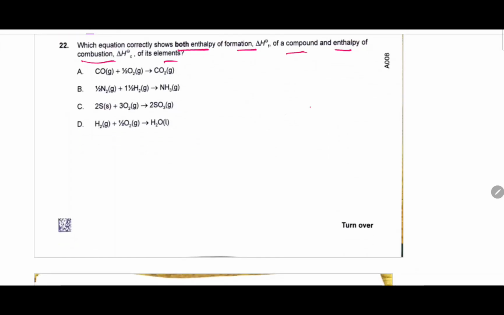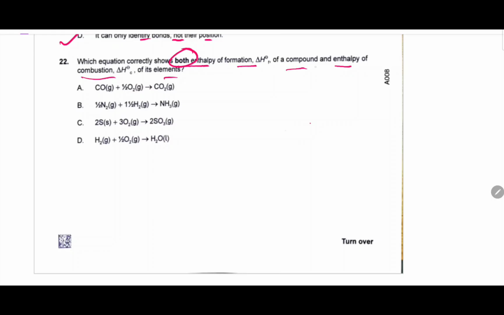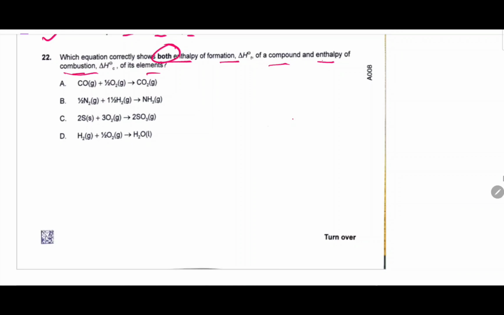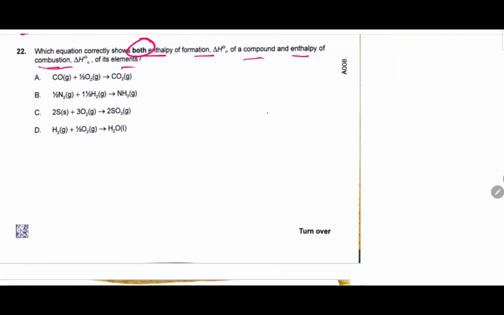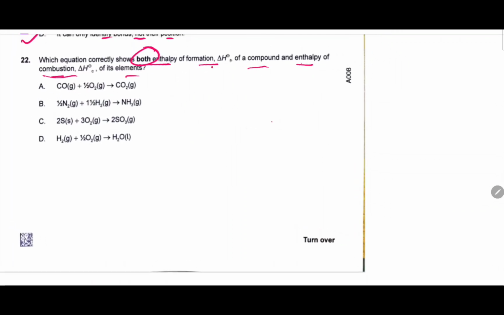Next question is question 22, which says: which equation correctly shows both enthalpy of formation of a compound and the enthalpy of combustion of its elements. Enthalpy of formation of a compound always takes place from the elemental state of the elements of the compound, whereas enthalpy of combustion is whenever it is reacting with oxygen and forming the products.